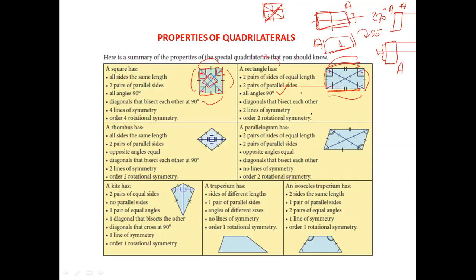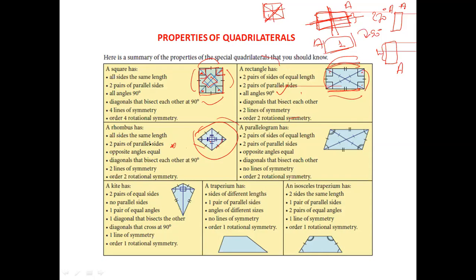That's why a rectangle has two lines of symmetry and order 2 rotational symmetry. I have shown you in the previous example. And the other one is the rhombus. This diagram's name is rhombus. In a rhombus, all four sides are equal to each other, the same length, and you can read the properties.